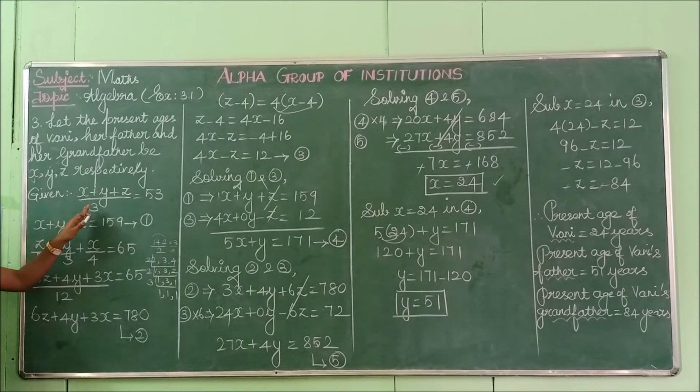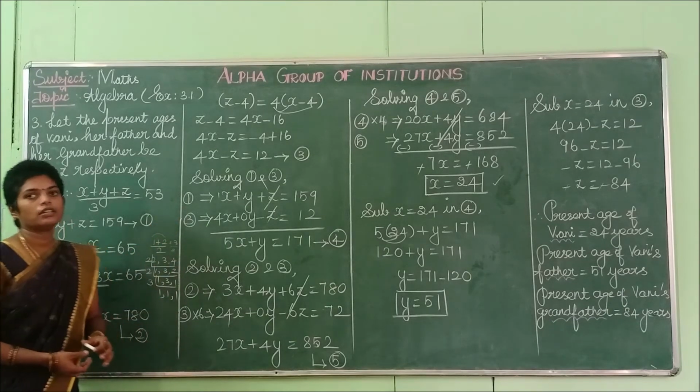They told the average, so if you find the average, that will be 53. You have to sum all the ages: x plus y plus z, whole divided by how many persons there are. There are 3 persons, so keep 3 in the denominator, which is equal to 53. So set it as a single equation. Then for the second equation, half of grandfather's age plus 1/3 of father's age plus 1/4 of Vani's age is equal to 65. You have to find the LCM of each value. You get LCM 12. So gather with 12 and write it as a single equation.